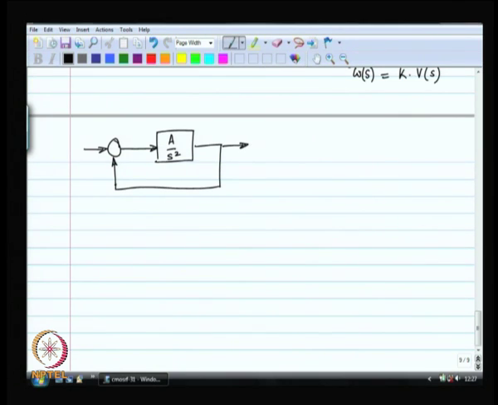If this is your system, then the denominator will have 1 plus A by s squared, which means that the denominator contains this, and this has 2 poles on the j omega axis. Where are the poles?